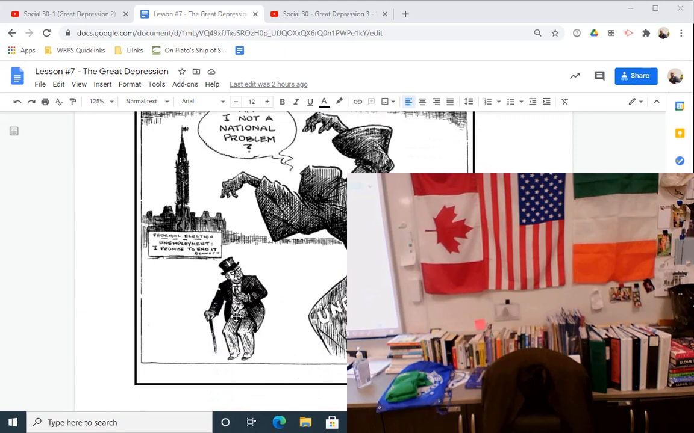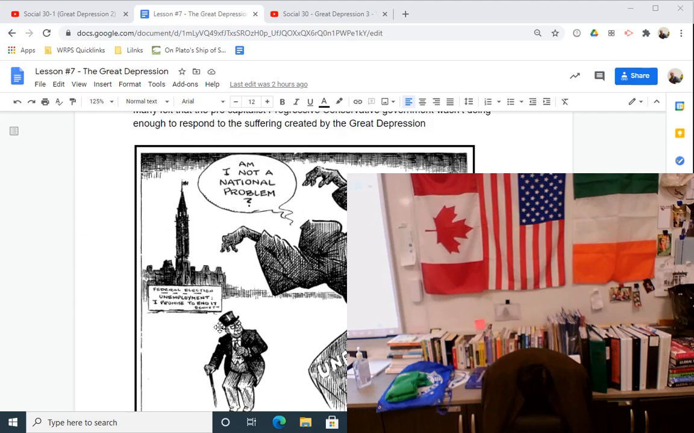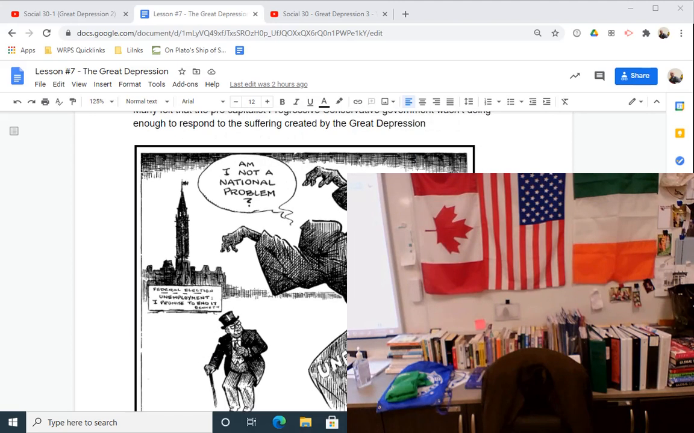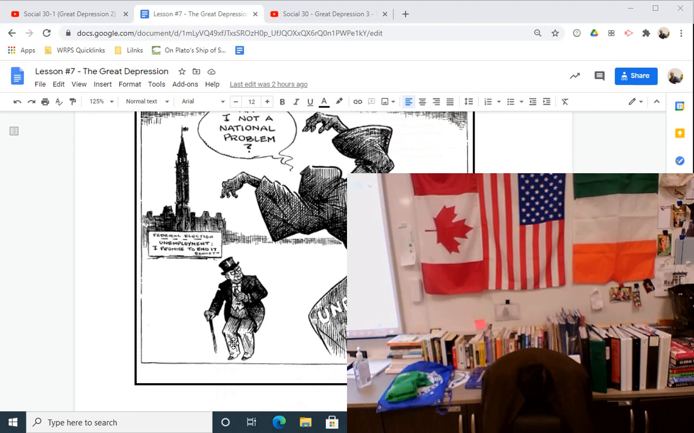So this is Bennett saying, "I promise an end to unemployment," but he's also suggesting that unemployment is a problem that is behind us, that by the time of the federal election in '35 it's not really an issue. And this cartoonist is suggesting unemployment is such a big issue that it's going to cost him the election.